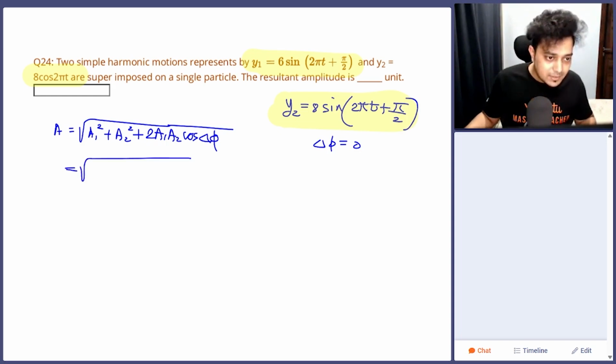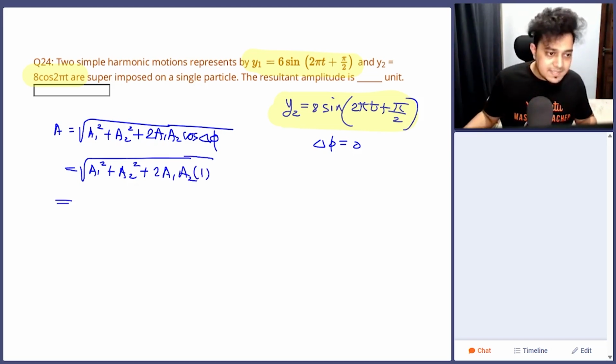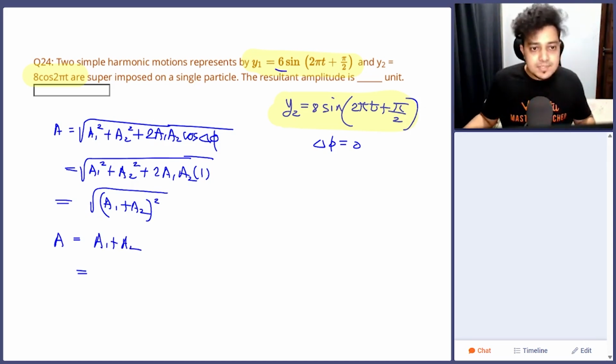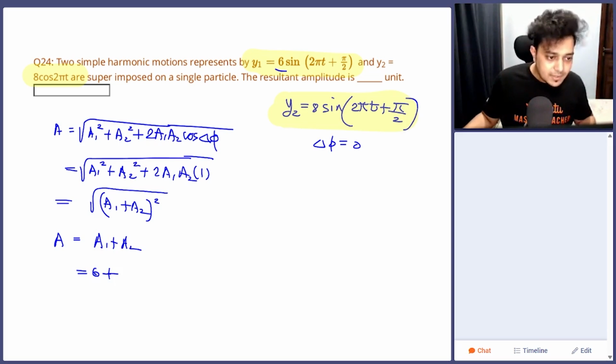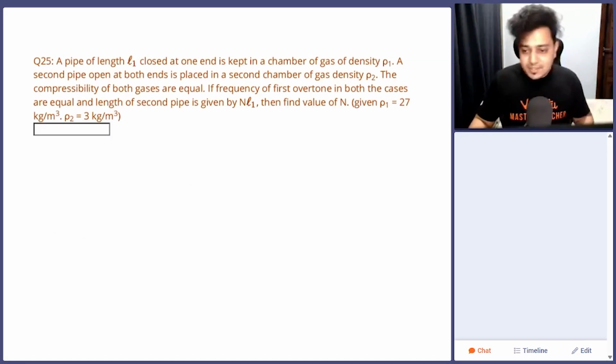So if delta phi is 0, then what can we say? A1 square plus A2 square plus 2A1 A2, cos 0 is 1. So this can be further simplified as A1 plus A2, the whole square under the root, it is the expansion of A plus B the whole square. And that gives us net amplitude as A1 plus A2. So here amplitude is 6 for the first wave, and for the second wave it is 8. So that gives us final amplitude to be 14. Okay, clear? Now last question, everybody pay attention.